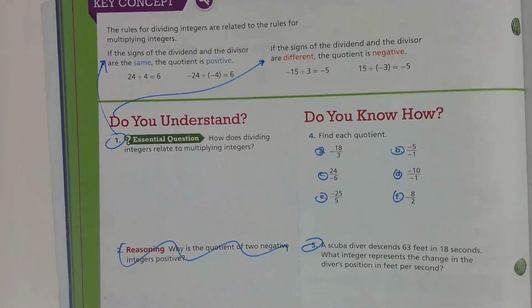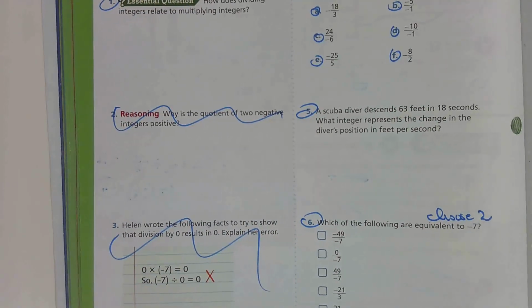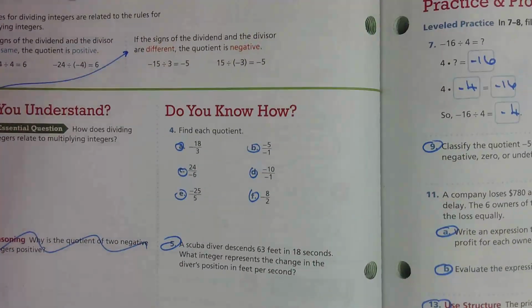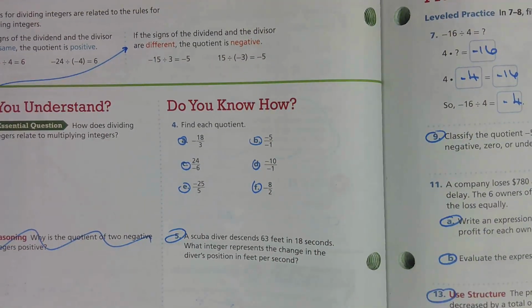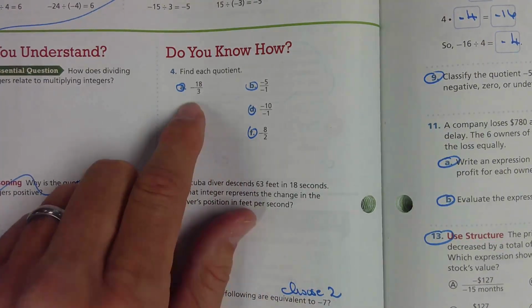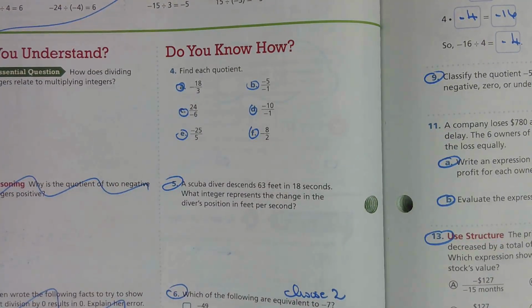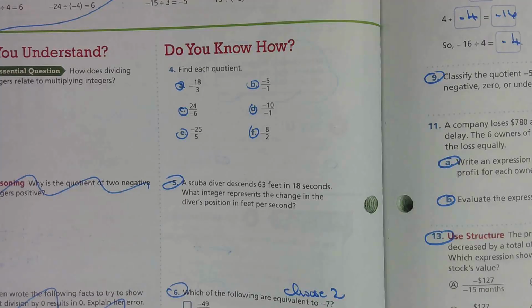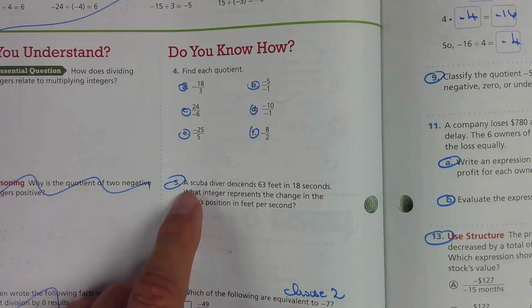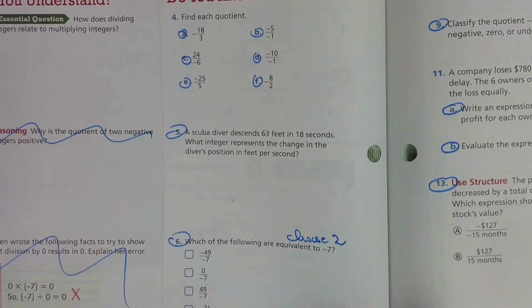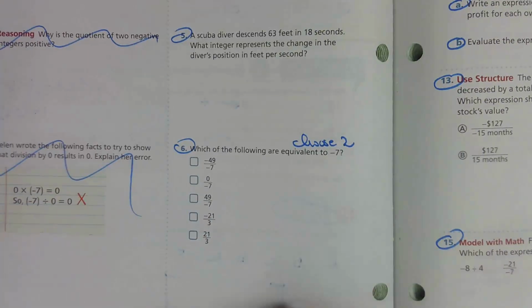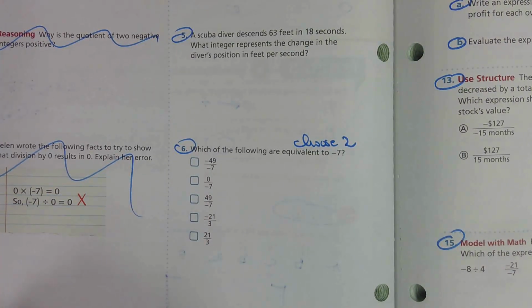Number 2, scratch out. Number 3, scratch out. Not worried about either one of those. Number 4, find each quotient. So I circled A through F. Okay. 5, I circled. 6, choose 2. So 2 of those boxes you want to mark.